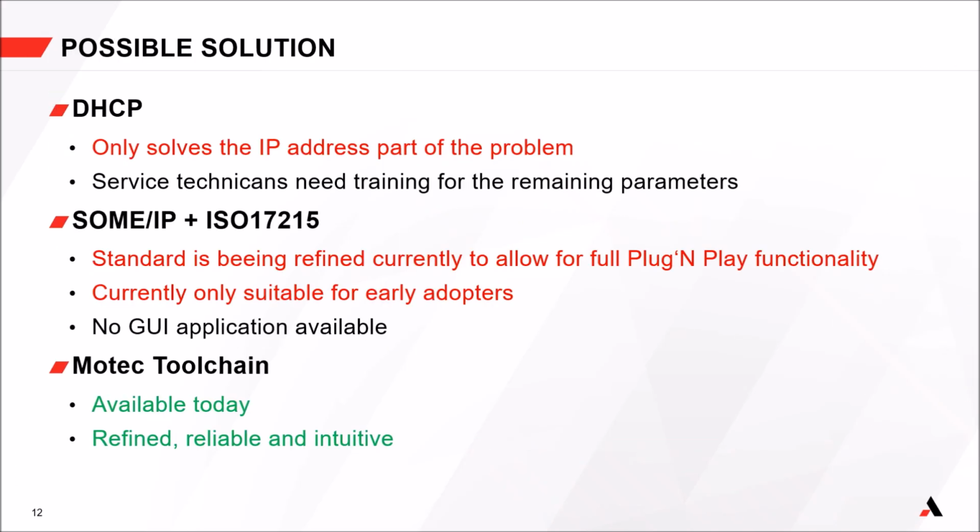So let's look at the solutions available today. DHCP really only solves the IP addressing problem. You still have to train your service technicians to configure all the remaining parameters. SOME/IP and ISO 17215 are great candidates, but they are not quite ready for the market. They are really only suitable for early adopters as of today, and there's no graphical user interface available that you can distribute to your technicians and service employees.